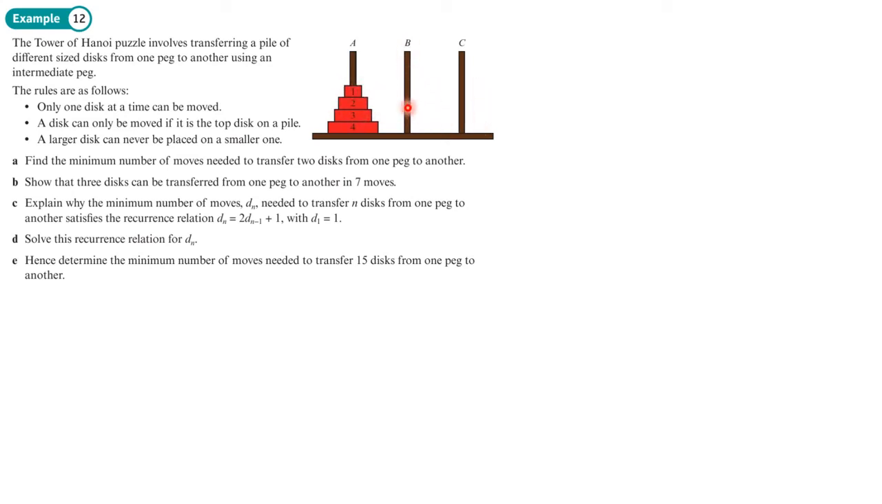So we use this peg in the middle as a storage place, and sometimes you might see it referred to as an auxiliary peg. So we're basically using it for storage so that we can get all of the discs to this one. So basically what I want to do is to end up with 4 at the bottom, 3 above it, then 2 and then 1. Part A says find the minimum number of moves needed to transfer 2 discs from one peg to another.